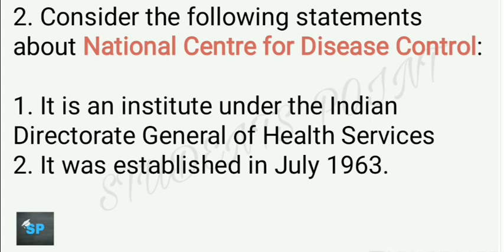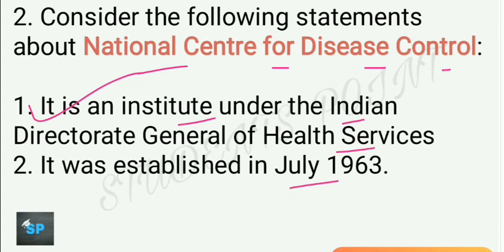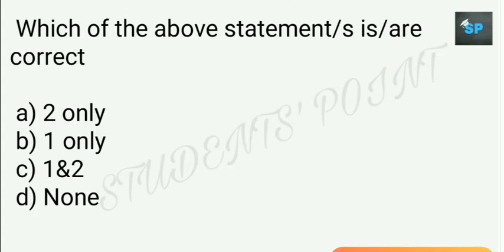Next question now. Consider the following statements about the National Center for Disease Control. It is an institute under the Indian Directorate General of Health Services. This statement is correct. It was established in July 1963. This statement is also correct. So since both of these statements are correct, C is the right answer.